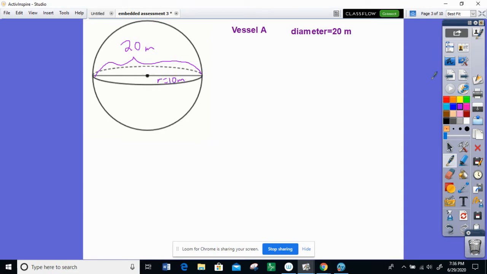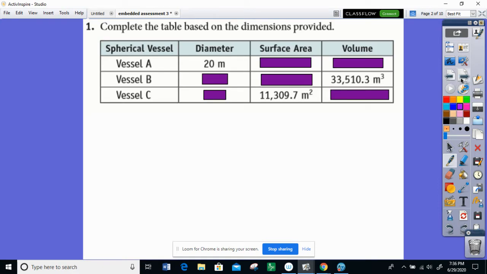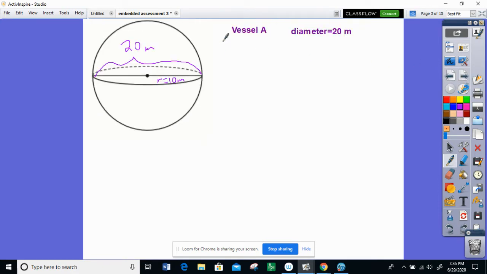which is 10 meters. So they want us to work out the surface area, and we know from our Unit 5 learning that the surface area formula for a sphere is 4 times pi times the radius squared. So we're going to substitute, and that's going to be 4 times pi times 10 meters squared. So part of this we're going to work out exactly. I can actually put an equal sign. 10 squared is 100. 4 times 100 is 400 pi meters squared.